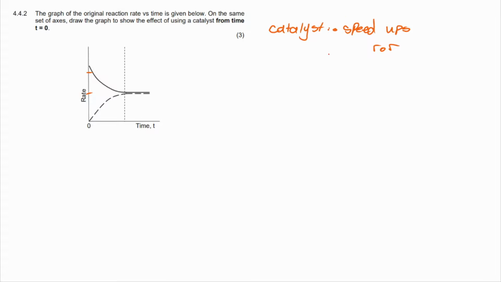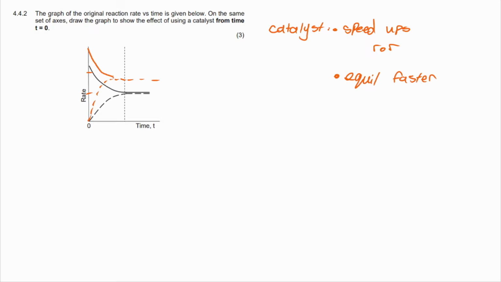What it also does is increase both equally, forward and reverse. But that means we're going to be reaching equilibrium faster. Equilibrium will happen faster. So the way this will look is we're going to be reaching equilibrium faster, and what will happen is we're going to end up at a higher rate.